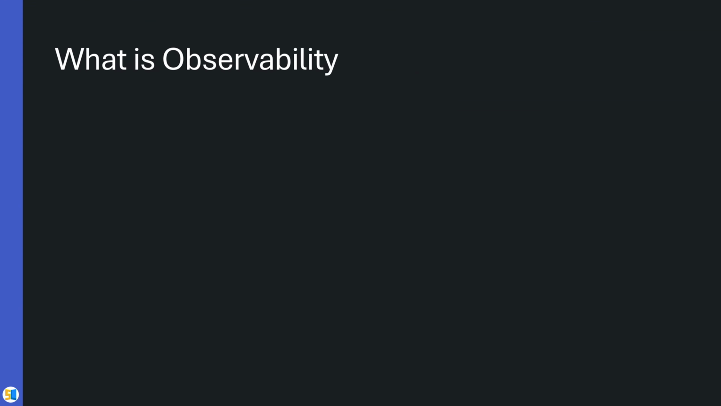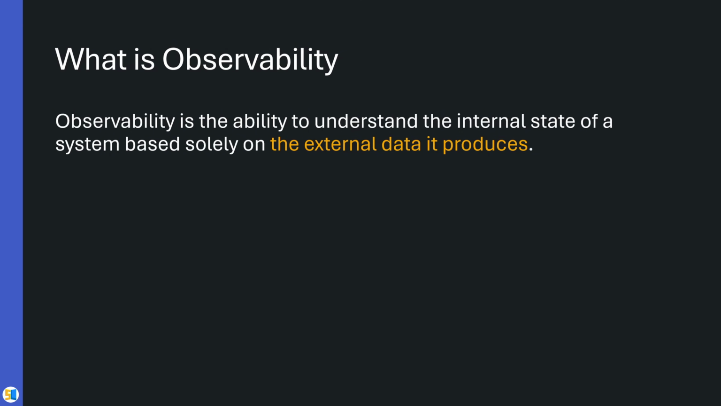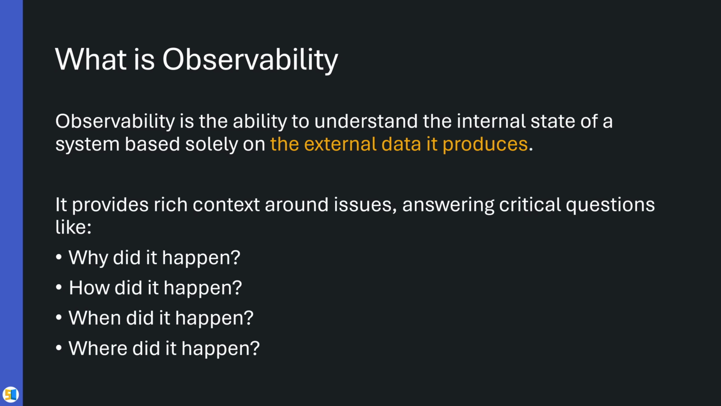What is observability? Observability is the ability to understand the internal state of a system based solely on the external data it produces. And with this data, with this rich context, hopefully we can answer critical questions like why did it happen, how the issue happened, when did it happen, and where did it happen.